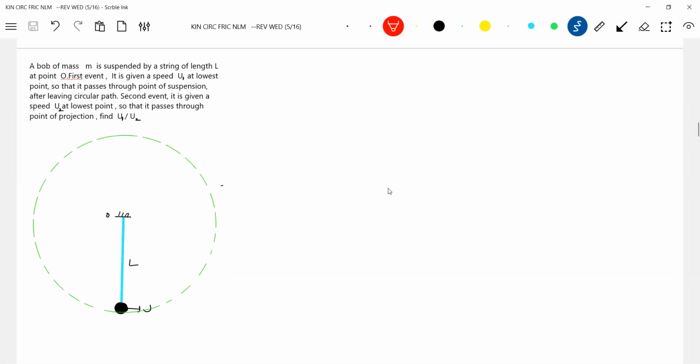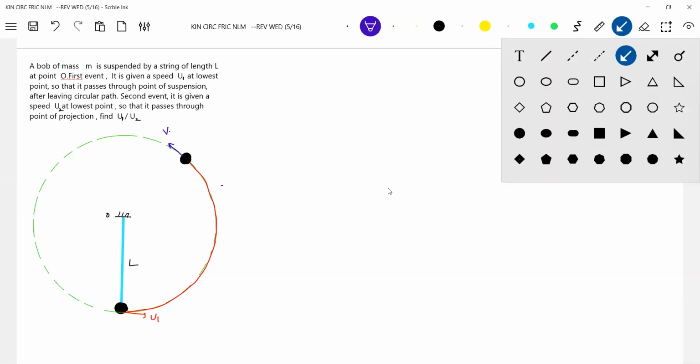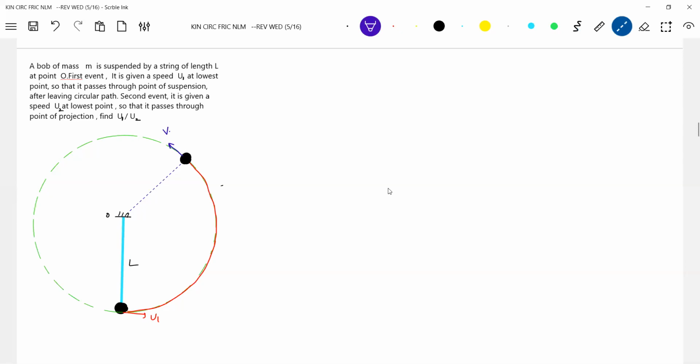So the first time I'll project with a speed u1. Then the path of the particle, the bob, will go like this. Here it is going to leave the circular path. When it is leaving the circular path, it will have some velocity v. I think most of you are familiar with questions of this kind.